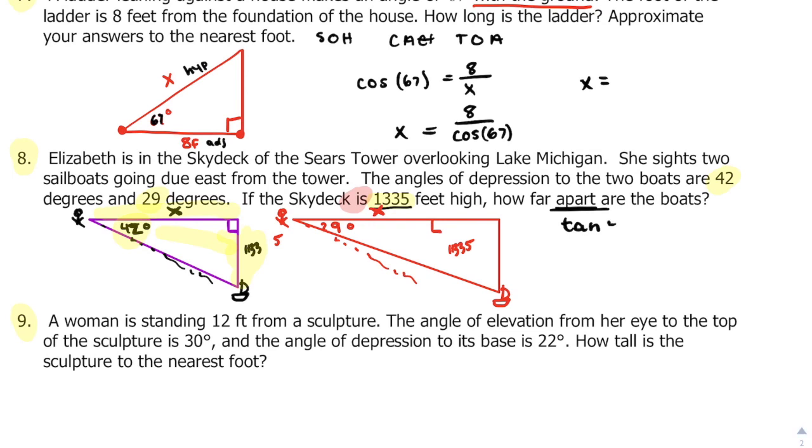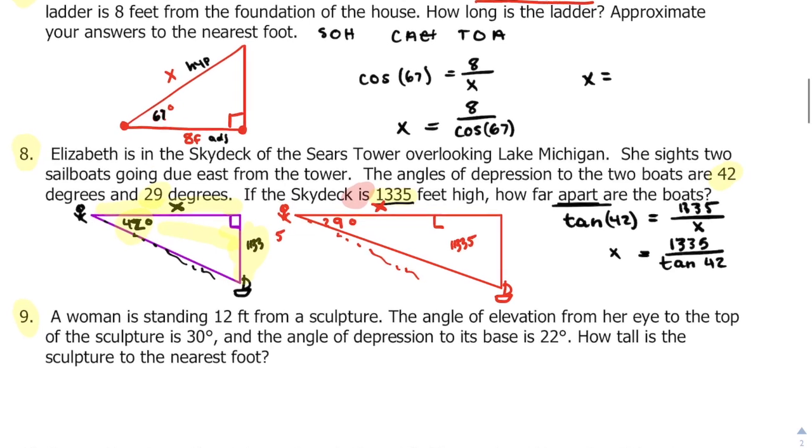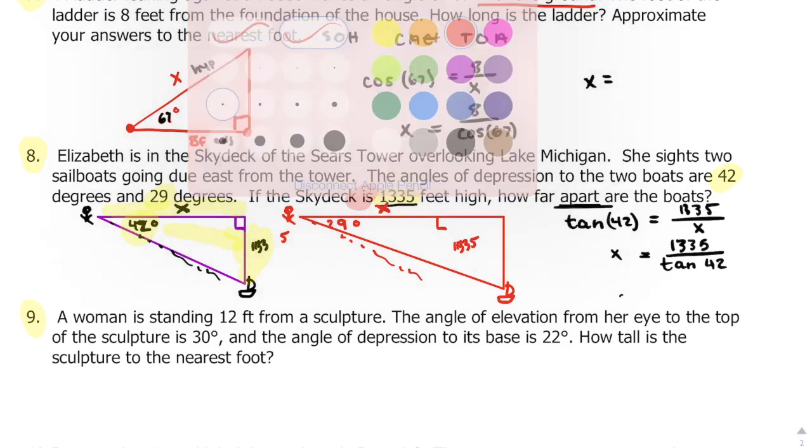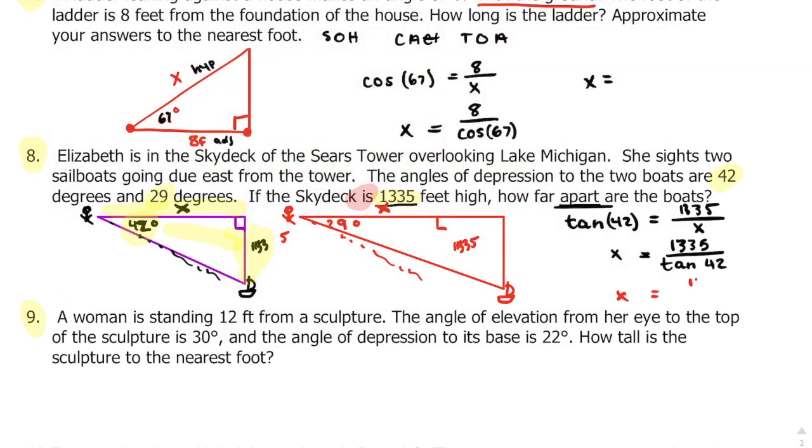So tangent of 42 degrees equals opposite, 1,335, over our adjacent x. We have to switch. X equals 1,335 over tangent of 42. Since it's the same problem-solving process, we can then figure out that the other length would be the same thing, except the angle inside tangent is 29. So you'd plug both of those in your calculator.